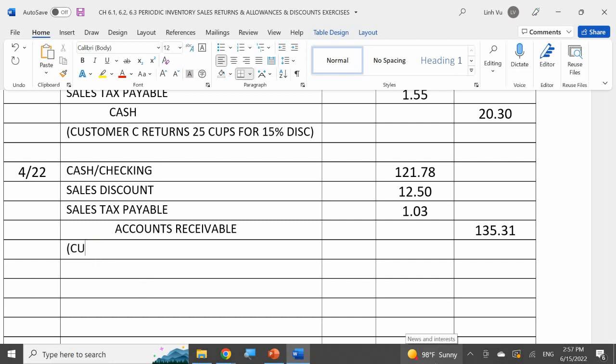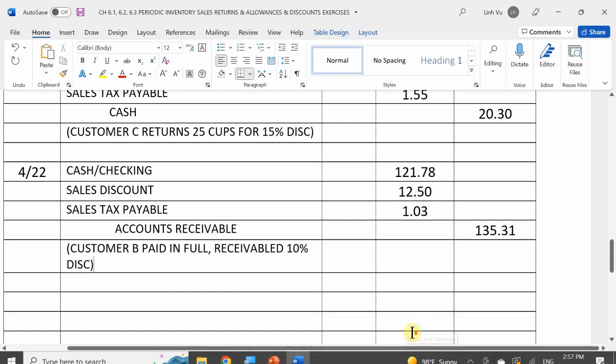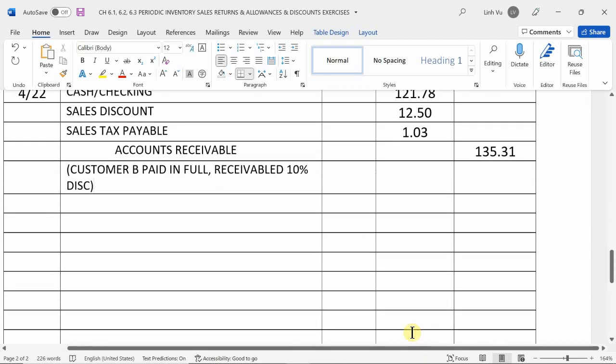And of course, you need to make a record saying customer B paid in full, received 10% discount. Right? Any questions in regards to this exercise?